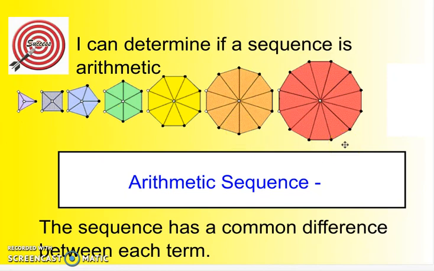Arithmetic is by 1. For instance, this is a three-sided triangle, and then it's by 1, so heptagon, octagon, then nonagon, and it just keeps going.